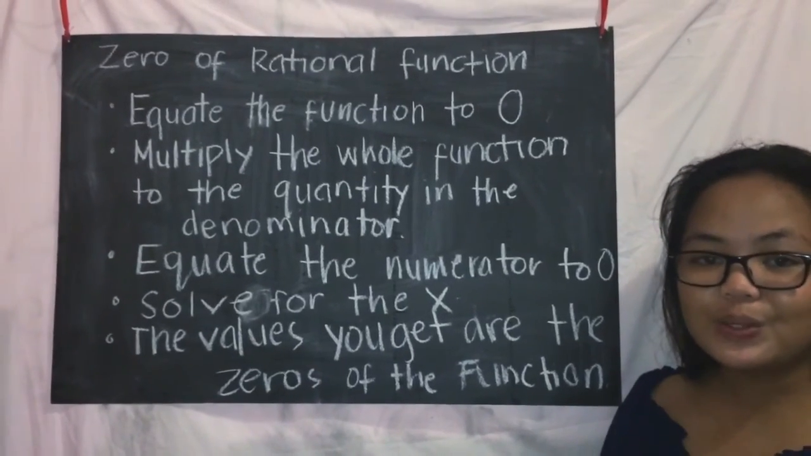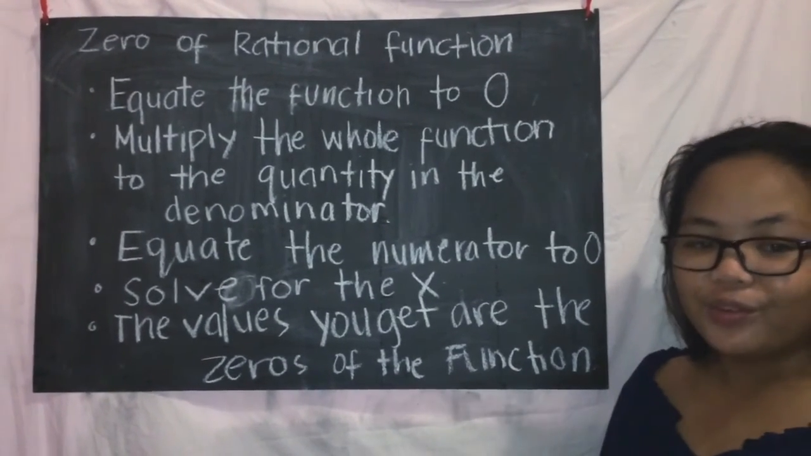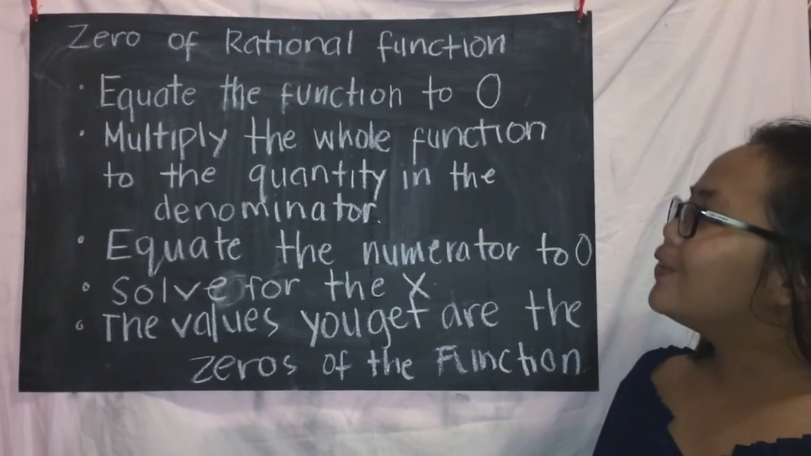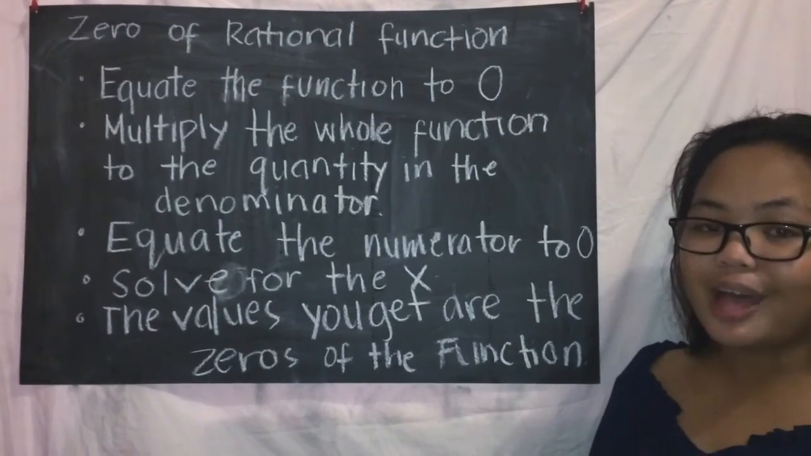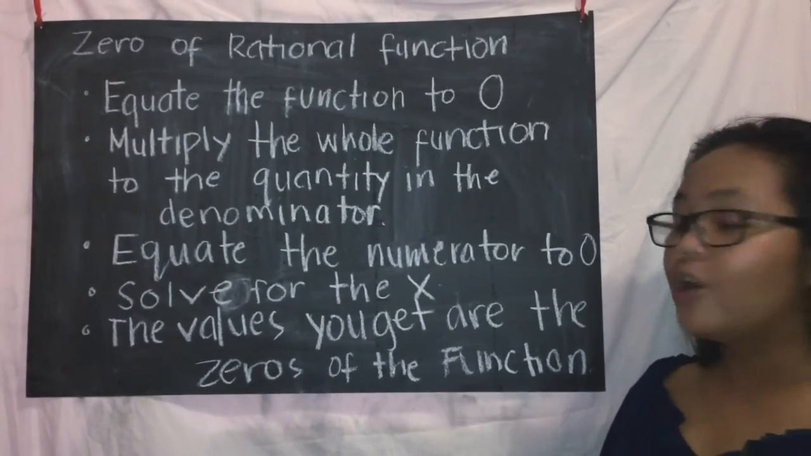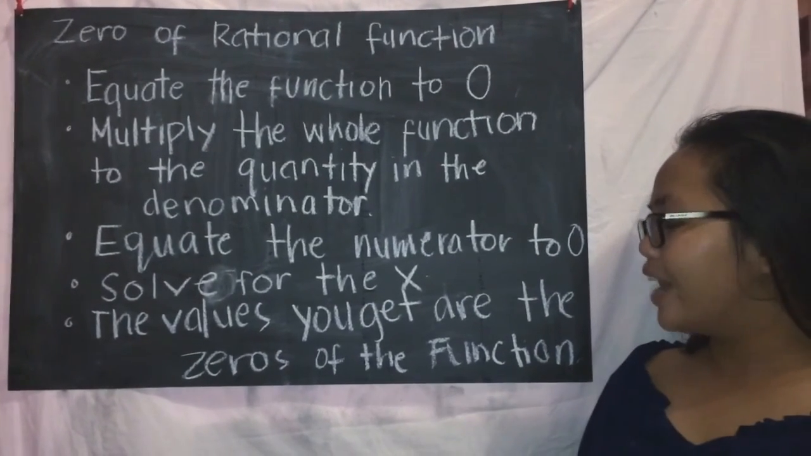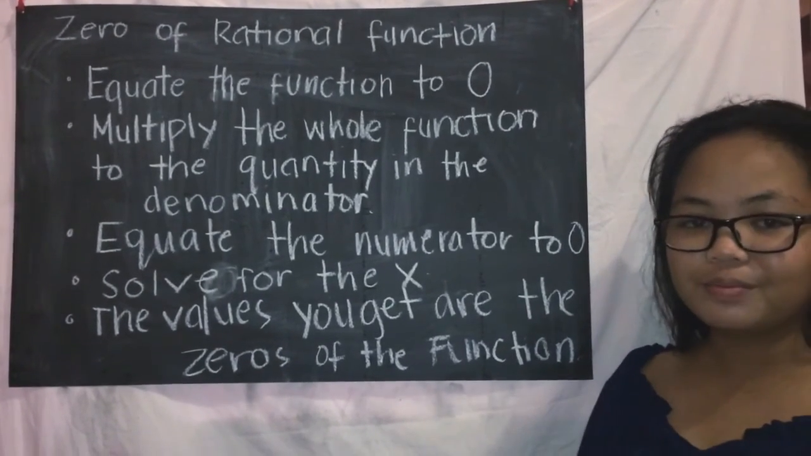How to get the zeros of a function? First, equate the function to 0. Second, multiply the whole function by the quantity in the denominator. Third, equate the numerator to 0. Fourth, solve for x. And lastly, the values you get are the zeros of the function.